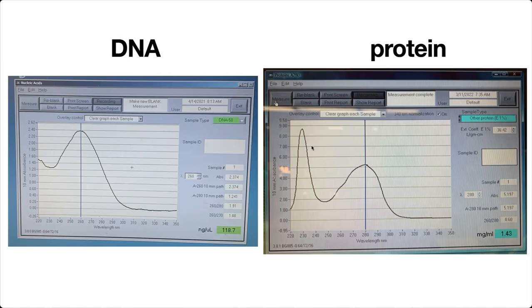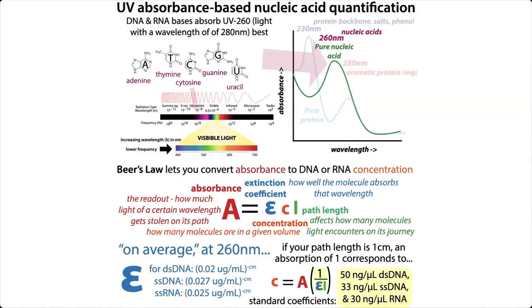And depending on what molecule we have, we'll see different sorts of spectra. If you have DNA, you're going to have a maxima around 260. And if you have protein, you're going to see maxima at 280 and 230. So what are these actually corresponding to? They're corresponding to the resonance stabilized regions of protein and DNA.